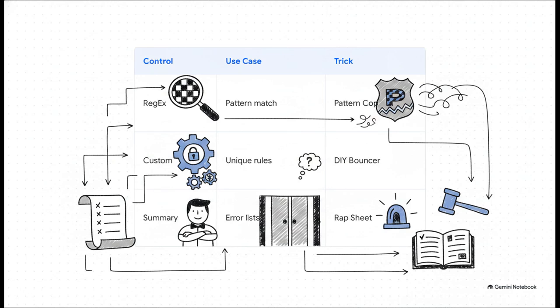Then there's the CustomValidator. Use this when you have complex, unique business logic, like querying a database to see if a username is already taken. Trick, the DIY bouncer. And lastly, the ValidationSummary. Now, this one doesn't actually check inputs itself. Instead, it gathers up all the error messages from your other validators and displays them in one neat list, usually at the top of the page. Think of it as the rap sheet.